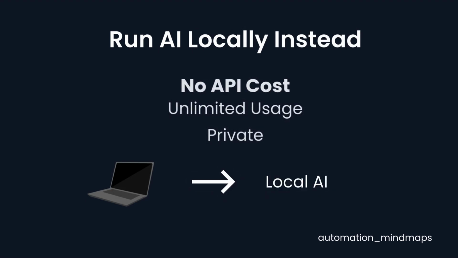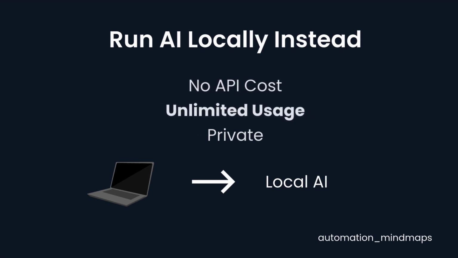So instead of sending code to the cloud, we can actually run large language models locally. This means no API costs, complete privacy, and unlimited usage. And this is where things get really interesting, because with just a few tools, we can create a local AI assistant for testing and automation.